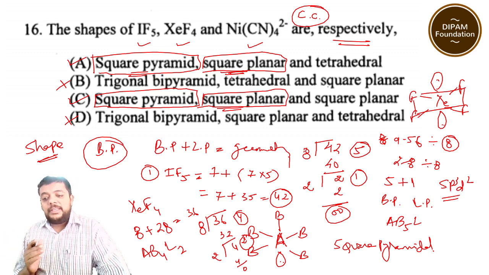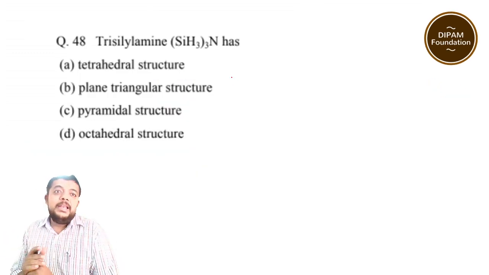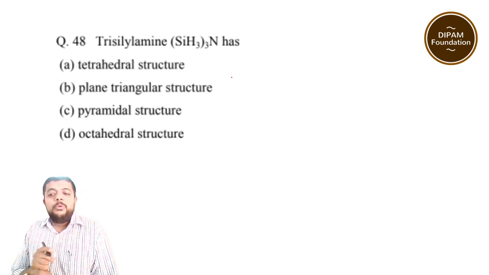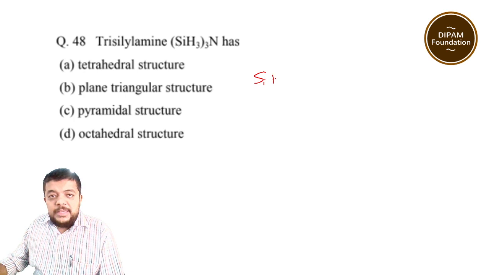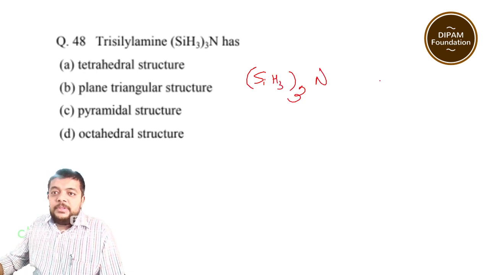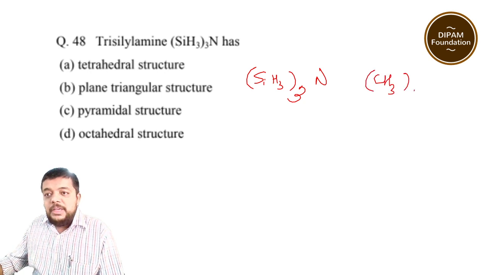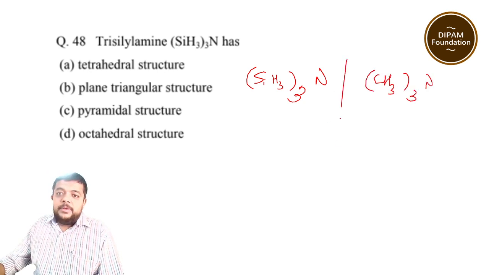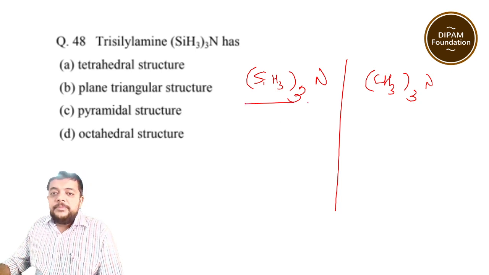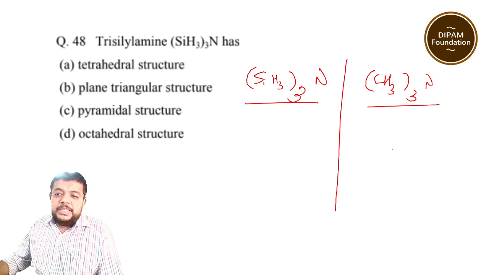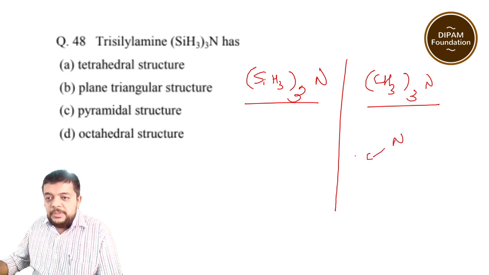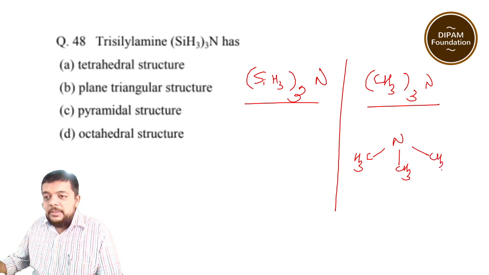Let us check the second one, trisilylamine. Now this is one of the very lucrative questions. Why, I'll tell you. N(SiH3)3 is always compared with N(CH3)3. Always a comparison is done between these two molecules. When we think of N(CH3)3, it is something that is to be written like this.